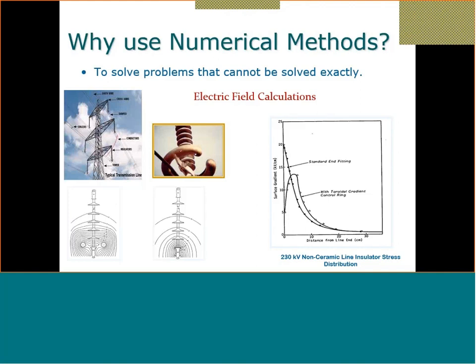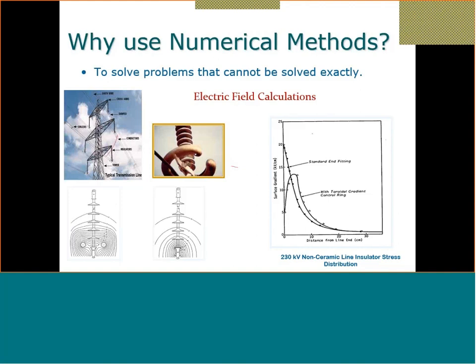There is no way I can apply Coulomb's law, Gauss's law, or any other law we know about the electric field. So the only way to solve this problem is to use numerical methods, and we use finite element, finite difference, and some other numerical methods. Here is the electric field along the distance, starting from zero at the connection point and going upwards, with the electric field without and with this corona ring. Of course, that's not our subject, but this is to tell you why we need to use numerical methods.